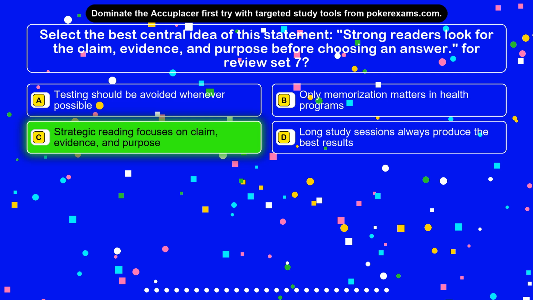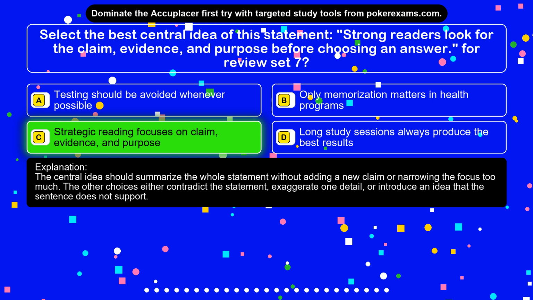The correct answer is option C. Strategic reading focuses on claim, evidence, and purpose. The central idea should summarize the whole statement without adding a new claim or narrowing the focus too much. The other choices either contradict the statement, exaggerate one detail, or introduce an idea that the sentence does not support.